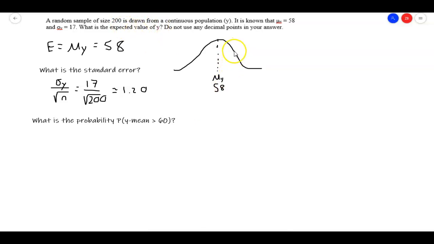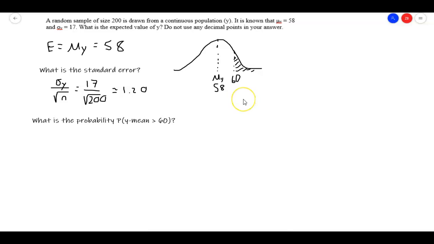I'm going to put my 60 over on this side because it's to the right of 58, and they're asking about greater than 60. So I'm going to shade in everything greater than 60. I am trying to find the area of this right tail, and that area should correspond to the probability of my Y mean being greater than 60.